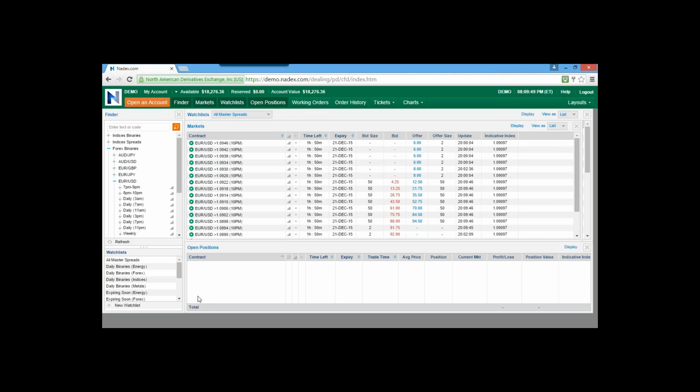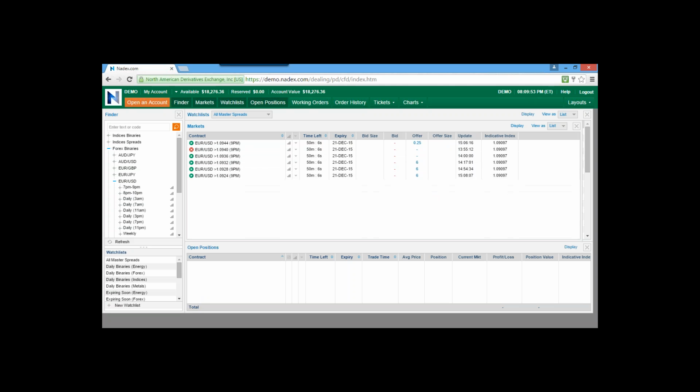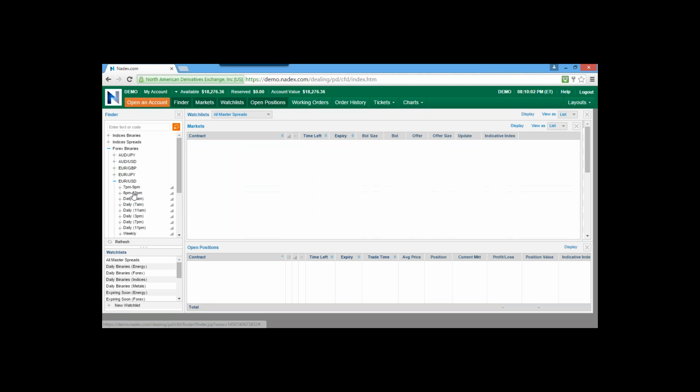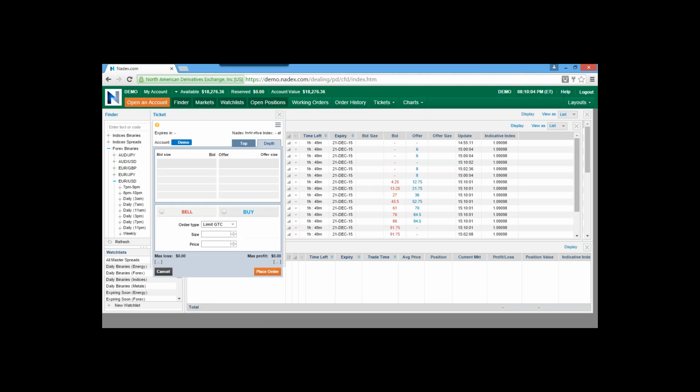All right. Let's look at, let me find a good example here just to show you. We've been looking at euro dollar. Now I want to stay on euro dollar because that's the chart I have up. Okay.